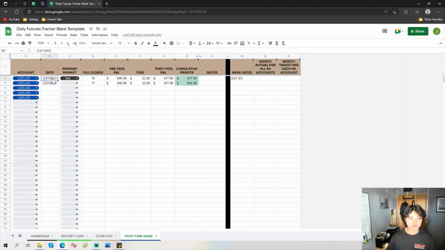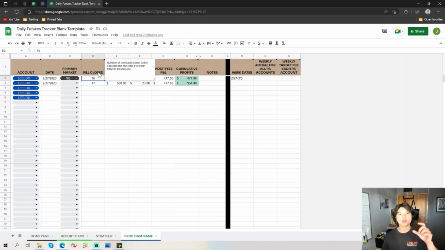So for my example for today, I had 2/27 as a date. And then the primary market that I traded was NASDAQ. So of course, if you do trade more than one instrument, I would just recommend putting the instrument that you traded the most, not for any specific reason, but probably because it's just easier to know that you did trade it the most. And then fills close, so it's going to be on your Rithmic Trader dashboard. If you have Rithmic, it's going to be one of the columns that just says like fills buy, sell, quantity, close, or open or something. And then you'll just pretty much copy and paste that number to here.